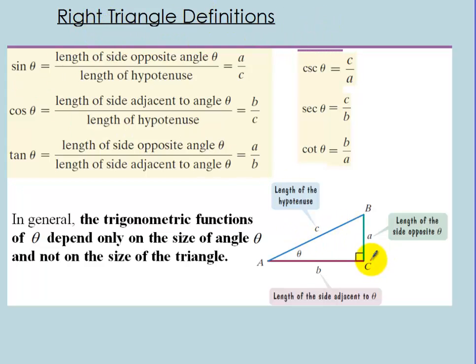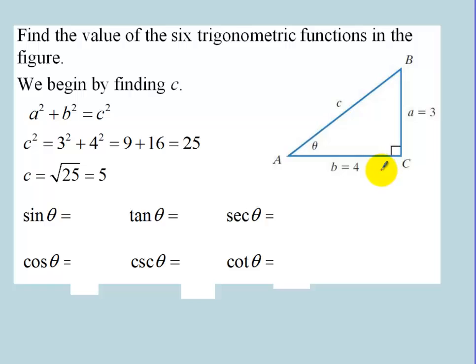If you have a right triangle and A and B are legs and C is the hypotenuse, the sine of angle theta would be the opposite over the hypotenuse. Cosine is adjacent over hypotenuse and tangent is opposite over adjacent. The ones we're adding this time are cosecant, secant, and cotangent, which are just the reciprocals of sine, cosine, and tangent.